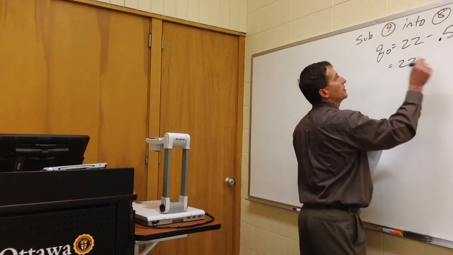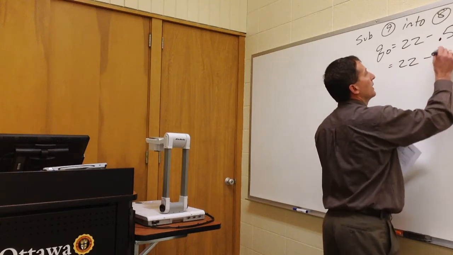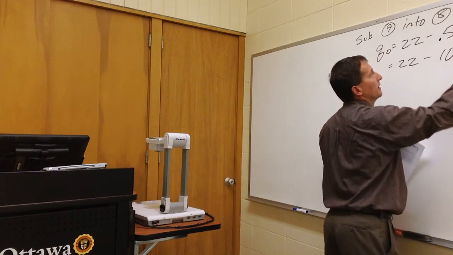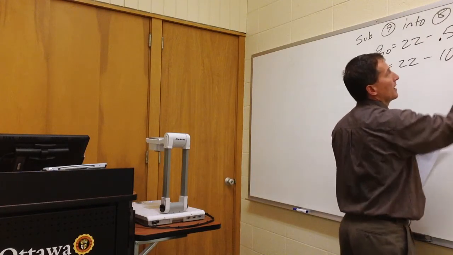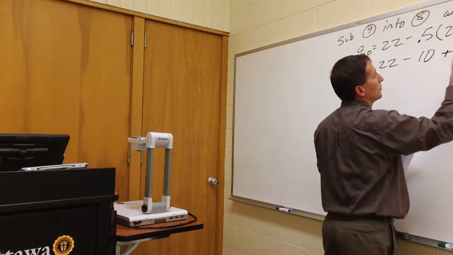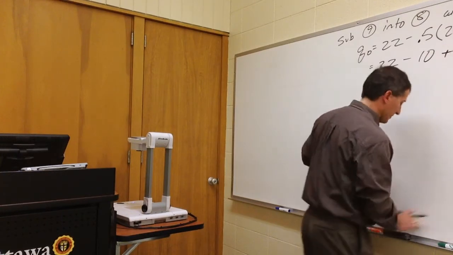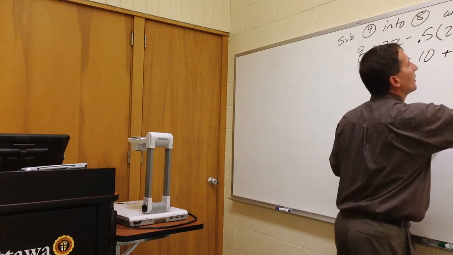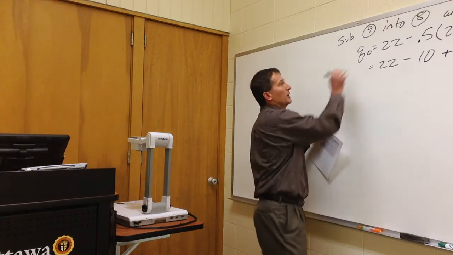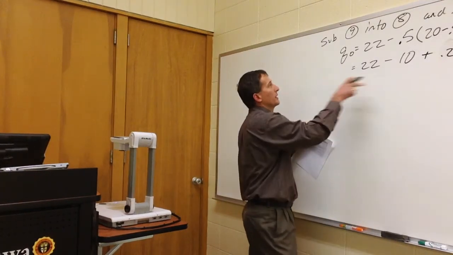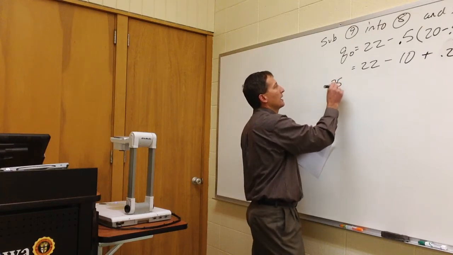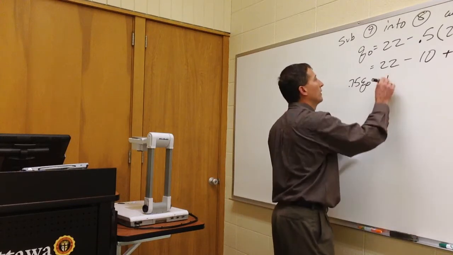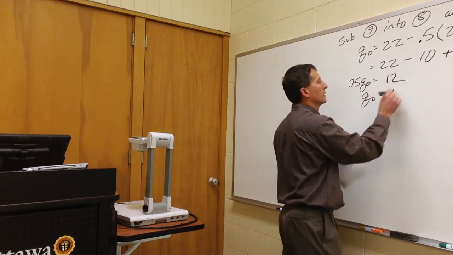Because you're going to want to, 22 minus 1/2 of 20 is 10. And plus, you got a minus inside here, so plus 1/2 times 1/2 is 0.25 or 1/4. But maybe I won't switch to fractions. Let's do 0.25 QO. Now we've got 1 QO over here, 0.25 QO over here. We can bring that to 0.75 QO equals 22 minus 10 equals 12. QO equals 16.